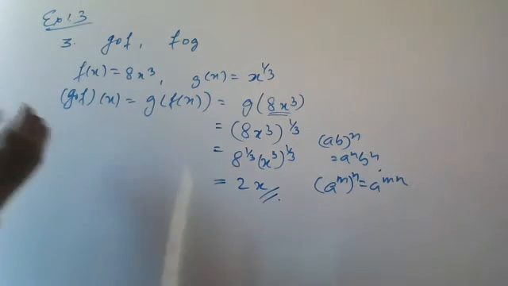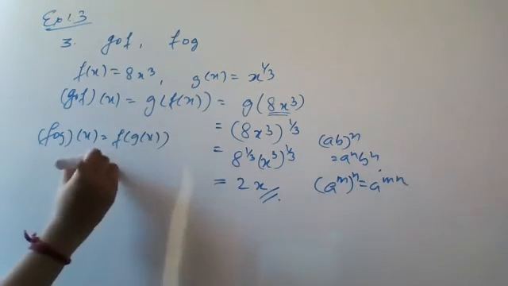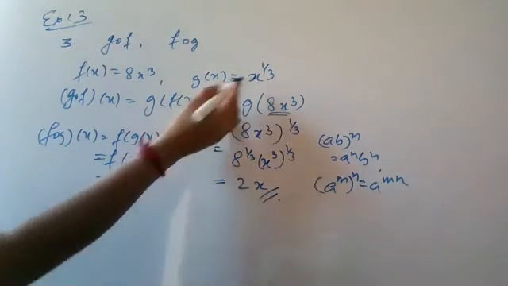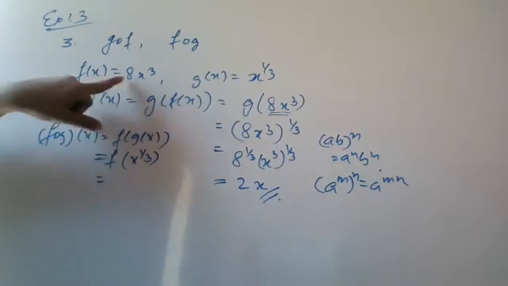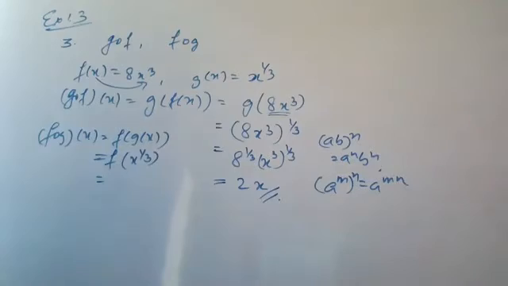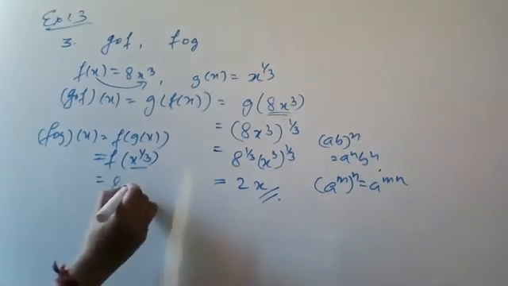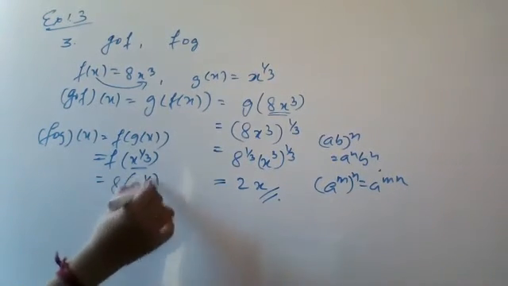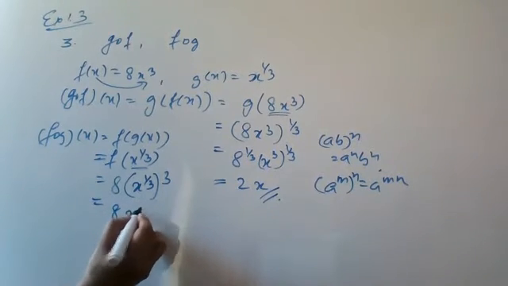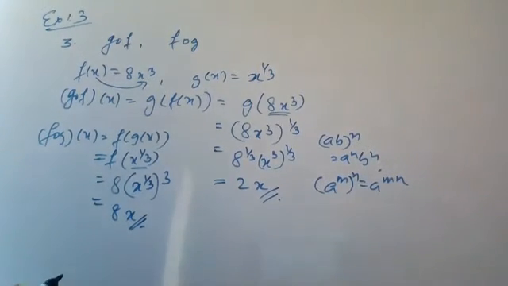Now if you are starting with f composition g of x, it will be f of g of x. Again, what is g of x? It is x raised to 1 by 3. Now what do you have as f of x? It is 8x cube. That means x is coming here: 8 into something, the whole raised to 3. So that something is acting as x raised to 1 by 3 here. So you will get 8 into, instead of x, x raised to 1 by 3, the whole raised to 3. Got it? So you will get 8 into x raised to 1 by 3 into 3, which is x. So the composition g of f is giving you 2x and f composition g is giving you 8x.